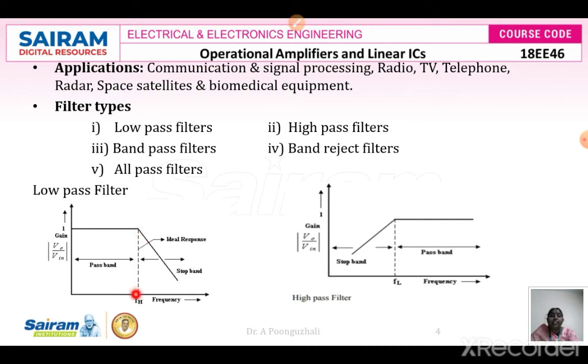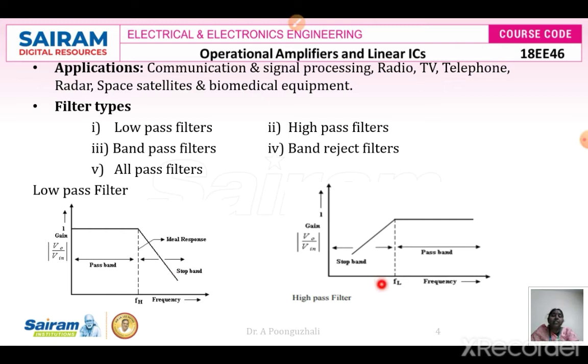But in practical conditions, because of the RC components, we will not be getting exactly 0 at the cutoff frequency. Slowly my gain will reduce there. So in this case, when the gain reduces for the first order filter, the gain is going to have a slope of minus 20 dB per decade, because the gain is decreasing. So decreasing means my slope is going to be minus 20 dB per decade. That is your low pass filter.